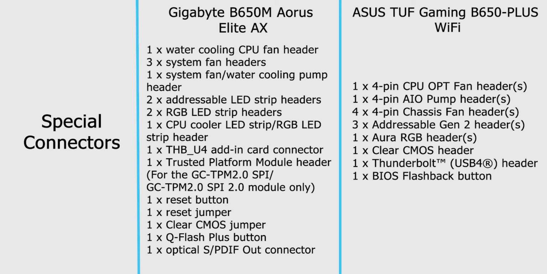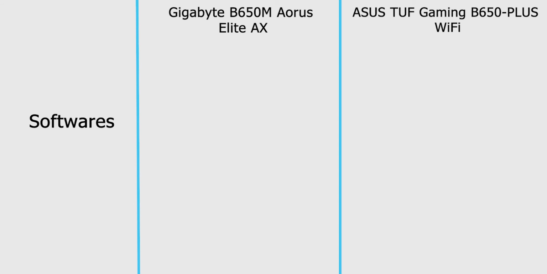Asus has one 4-pin CPU opt fan header, one 4-pin AIO pump header, 4 4-pin system fan headers, 3 addressable ARGB Gen 2 headers, 1 Aura RGB header, 1 clear CMOS header, 1 Thunderbolt USB 4 header, 1 BIOS flashback button. Asus comes with WinRAR software, whereas Gigabyte does not come with a genuine WinRAR software copy.